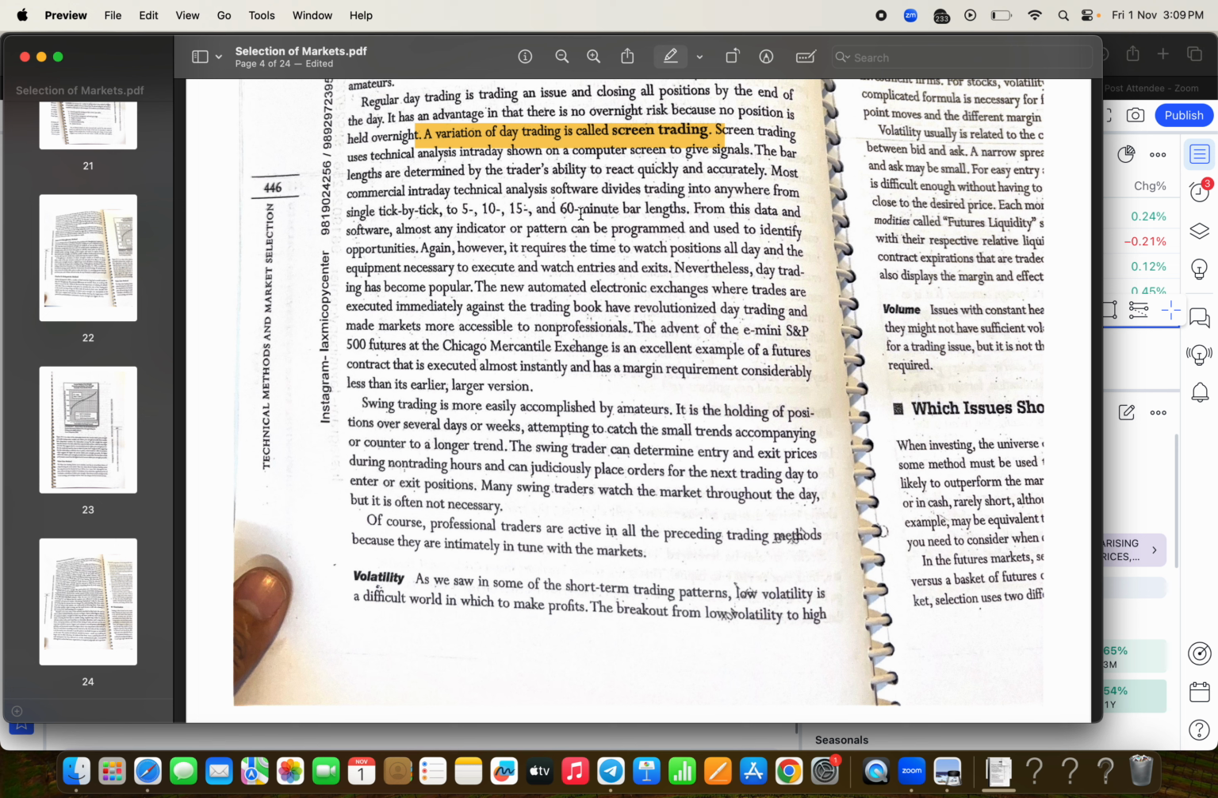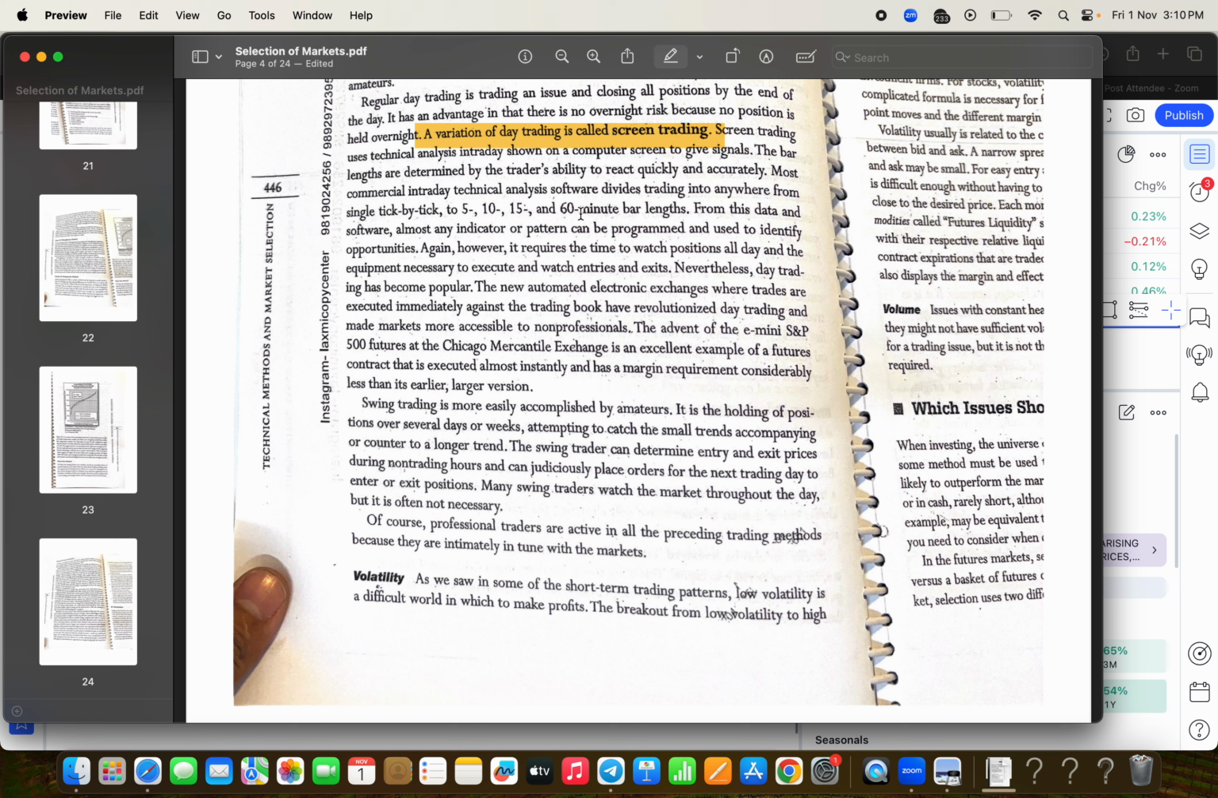From this data and software, almost any indicator or pattern can be programmed and used to identify signals. Almost any indicator or pattern, which means it could actually be anything. However, it requires the time to watch the positions all day and equipment necessary to execute and watch the trades. Nevertheless, day trading has become popular. The new automated electronic exchanges, where trades are executed immediately against the trading book, have revolutionized day trading and made markets more accessible to non professionals.